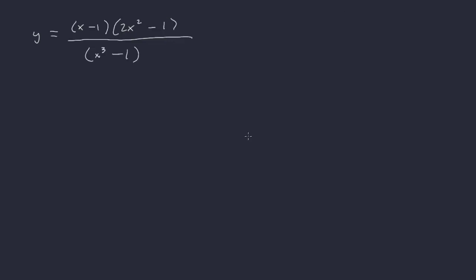All right, for this next example, let's say we have x minus 1 all times 2x squared minus 1 all over x cubed minus 1. Now, just looking at this, this is a quotient rule with a product rule on the inside, okay, which sounds awful. However, if you're familiar with your more advanced factoring, you might recognize this as a difference of cubes.